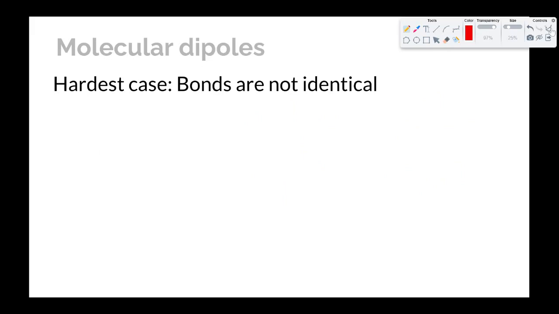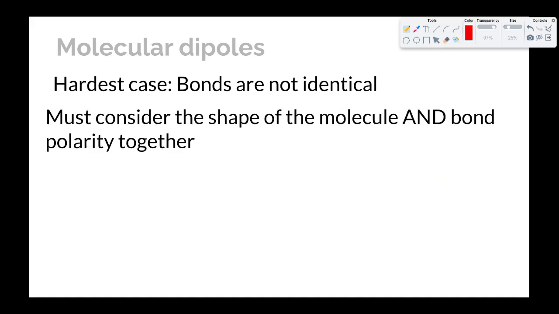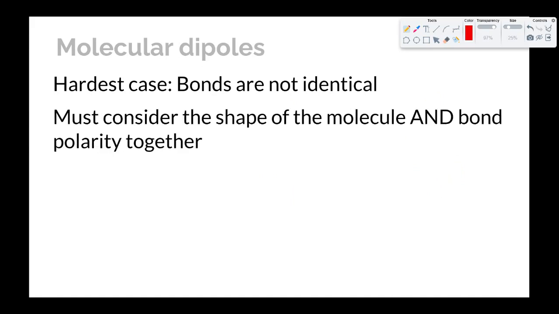The much harder case is when the bonds are not all to identical outside atoms. So here you have to consider two things. One is the shape of the molecule, but the other thing you have to look at is the individual bond polarities. This isn't going to arise too much in this class, but let's consider a couple of examples.